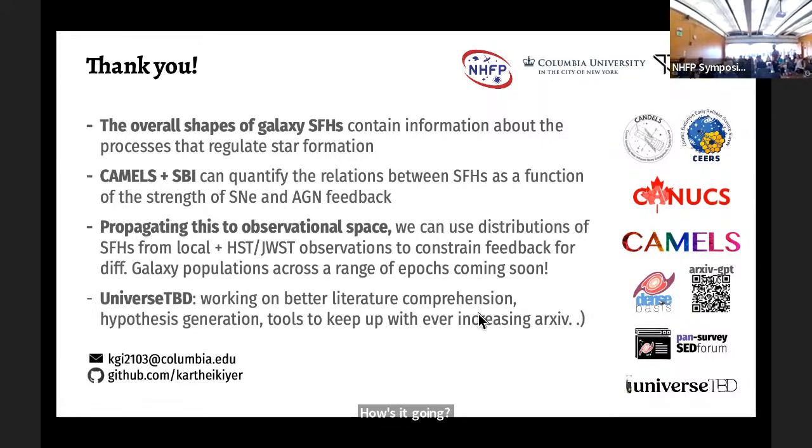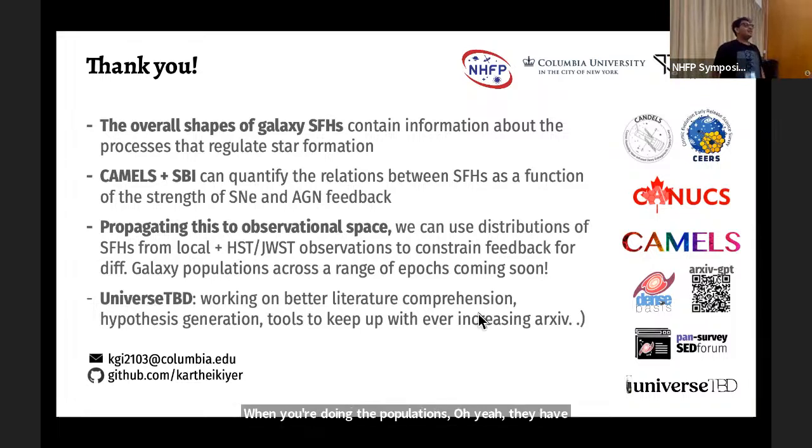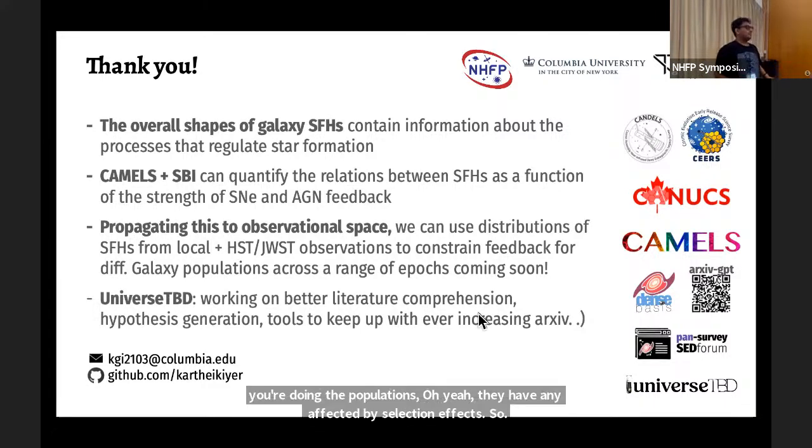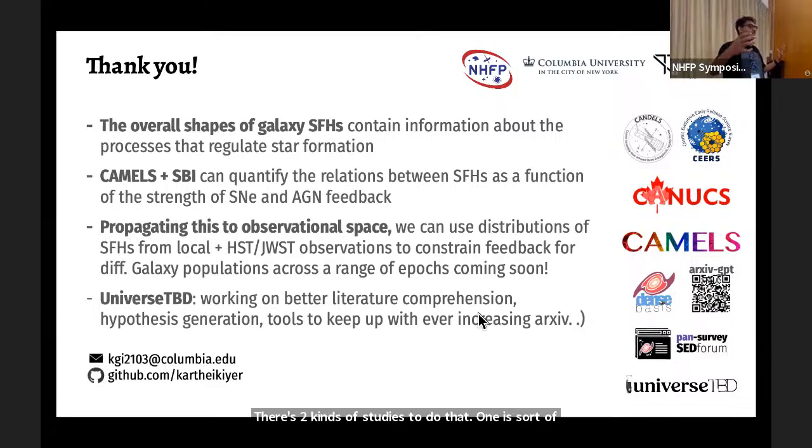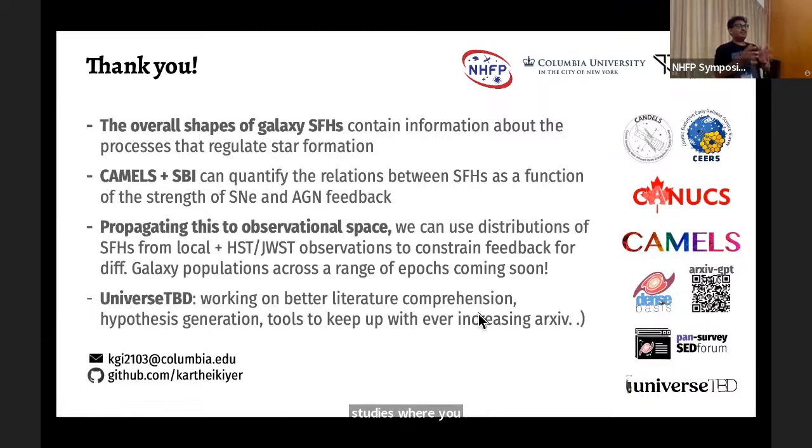When you're doing the population statistical analysis applied to observations, to what extent are you affected by or can you account for observational selection effects? Oh yeah, we're heavily affected by selection effects. So there's 2 kinds of studies to do there. One is sort of studies where you do self-consistency checks, where you essentially say that, like, I have some results at redshift 2 and some results at redshift 3, and I should be able to translate the redshift 2 things back to 3 and check for self-consistency.